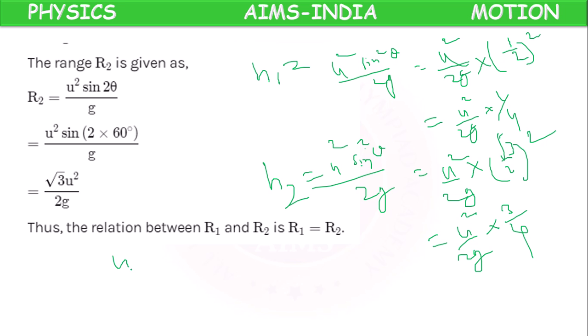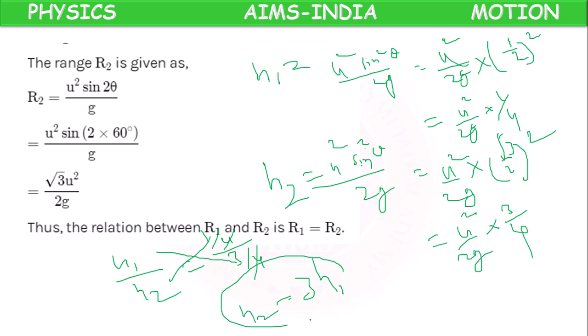If we divide h1 by h2, h1 by h2 equals 1 by 4 by 3 by 4. The 4 gets cancelled, so 1 by 3 is remaining. 3 will come this side, h2 will come this side. So h2 equals 3h1 is the relation between them.